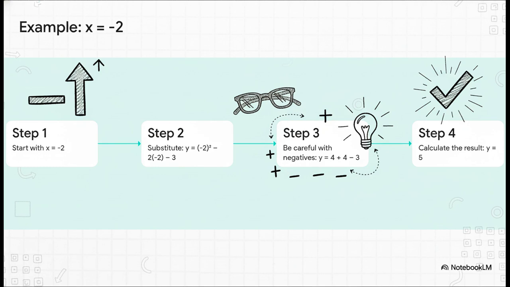Let's walk through a tricky one together, when x = −2. Honestly, this is where so many people trip up, handling negative numbers. So you substitute −2 into the equation, you get y = (−2)² − 2 × (−2) − 3. Now remember, a negative number squared becomes a positive, so that's a plus 4. Then −2 times −2 is also a plus 4. So you end up with 4 + 4 − 3, which gives us 5.